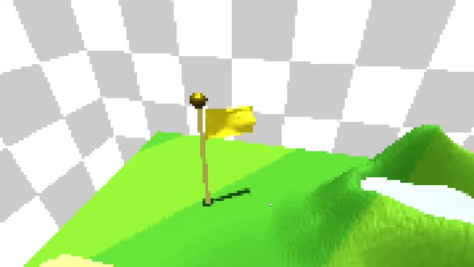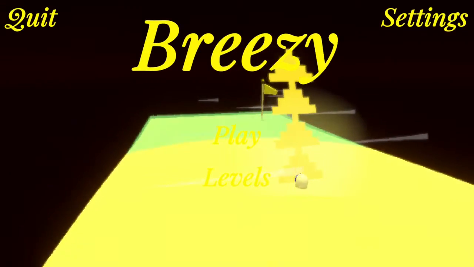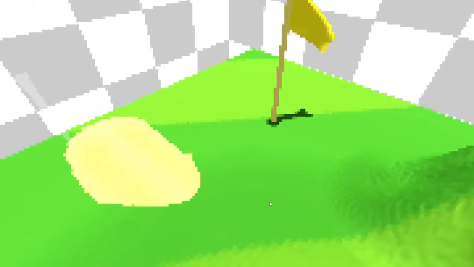You may have noticed that in my more recent videos, none of the footage of Breezy has been pixelated like the earlier versions. I've addressed the whole pixelation issue a couple of times in the past, but since then, a couple of things have changed that have made me rethink the pixelation idea. First is the potential for a retro look.